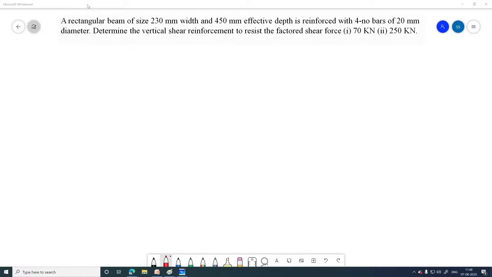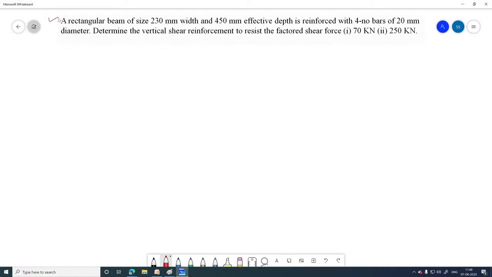In the previous class I solved a numerical related to the bond shear and development length, right? So let's solve another interesting numerical which is very important for your semester. Okay, so this is very important, so let's start.